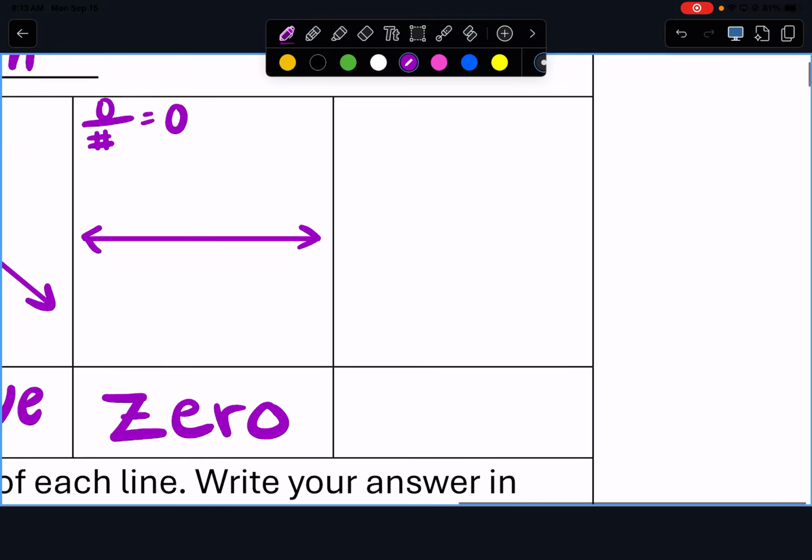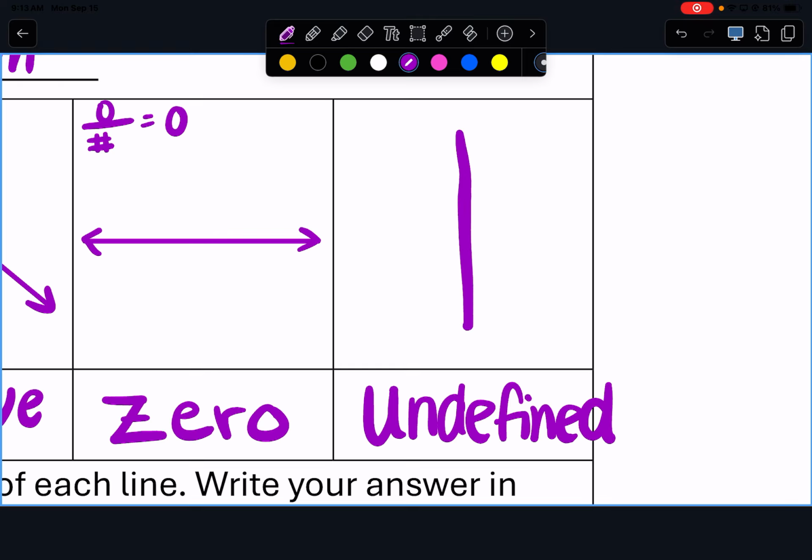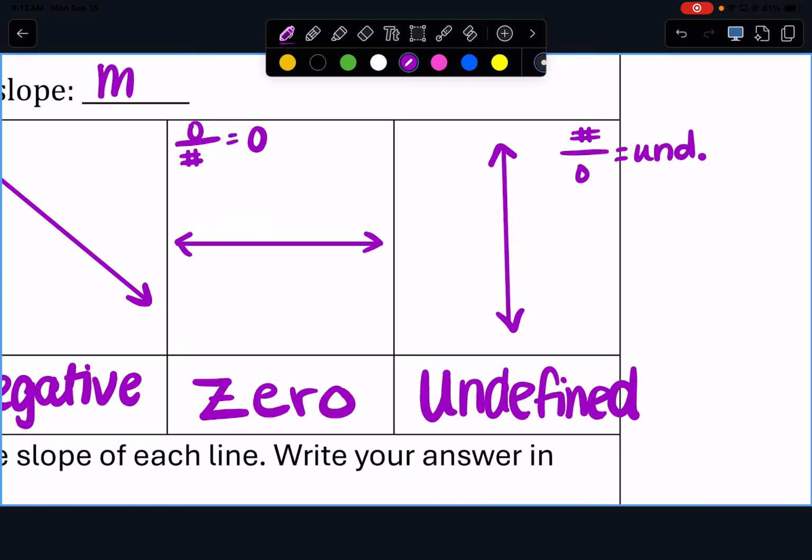Then the last kind of slope we have is an undefined slope. And this happens when we have a vertical line. So this happens with a vertical line because, so this has a rise, but does this have any run? Can I divide by 0? What is that? It's undefined. So that's why it gives us an undefined slope, because it has no run. Okay, so that is our 4 types of slope we can have.